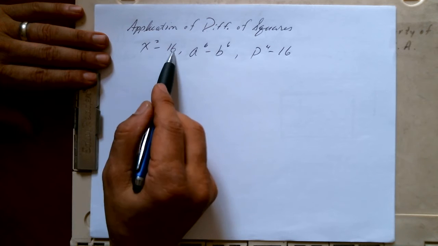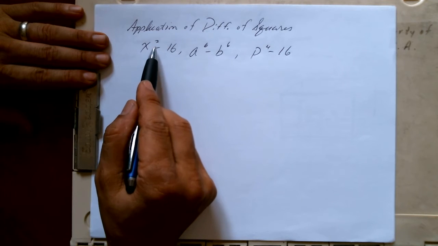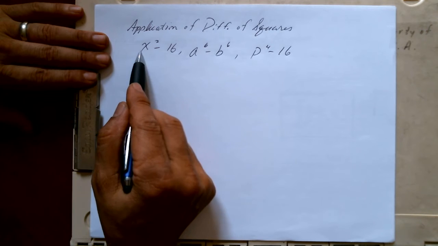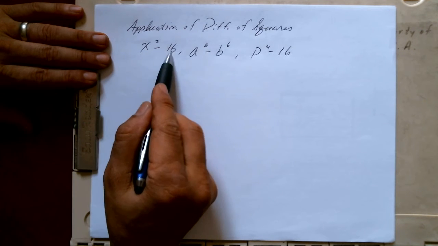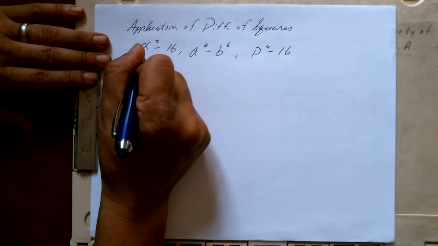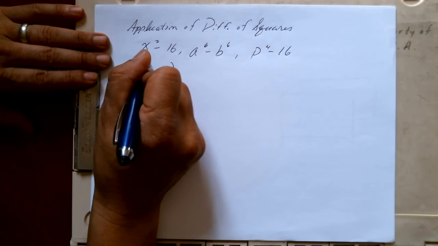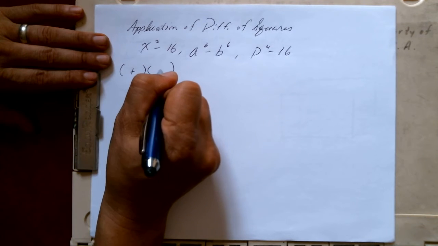First of all, it's a binomial. There are two terms. It's a difference, meaning there's a subtraction here. And these are two square values now. What do we do? Well, difference of squares always factors. Something plus and something minus.